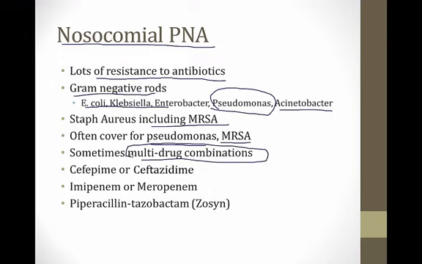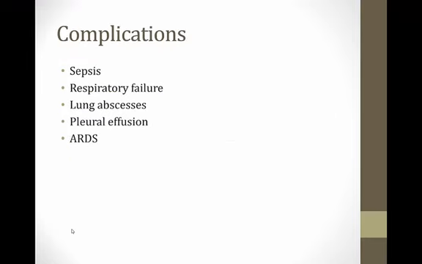Some of the antibiotics that are sometimes used are cefepime or ceftazidime, sometimes imipenem or meropenem, and sometimes piperacillin tazobactam, which is called Zosyn. And these drugs all have anti-pseudomonal activity in a very broad spectrum, and that's why they're used for nosocomial pneumonias. Patients with pneumonia can develop several important complications. They can develop sepsis and even septic shock. They can develop respiratory failure, and when you rotate through the intensive care unit, you'll see many patients with pneumonia who are on a mechanical ventilator to help them get over their bout of pneumonia.